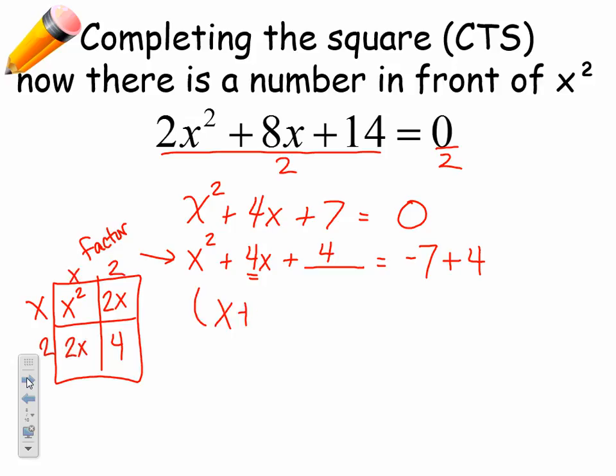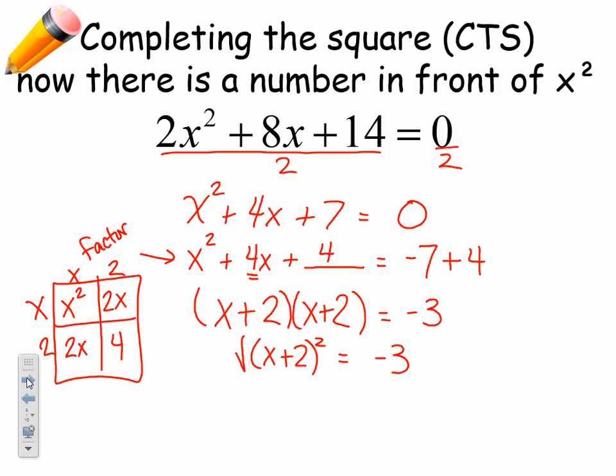So if I factor this, it turns into x plus 2 times x plus 2, and the other side is negative 3. Yep, this is x plus 2 squared, and I have negative 3. I'm going to go ahead and square root it. x plus 2. On this side, remember that whole negative in a square root? This is going to be plus or minus i square root of 3.